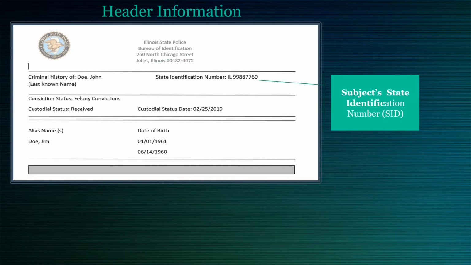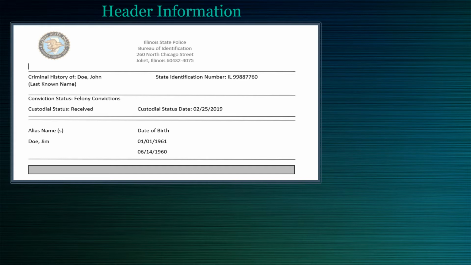To the right, we have the subject's state identification number. The state identification number, or better known as SID, is assigned to the subject by the Illinois State Police upon their receipt of the very first set of fingerprints. All future fingerprints for this subject will be posted to the same SID, comprising the subject's rap sheet.